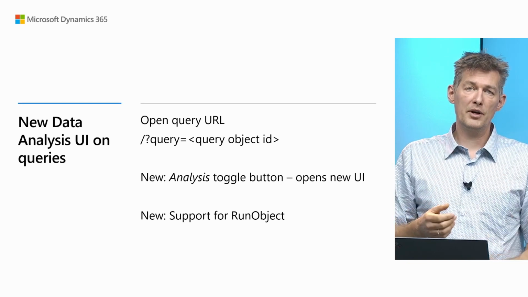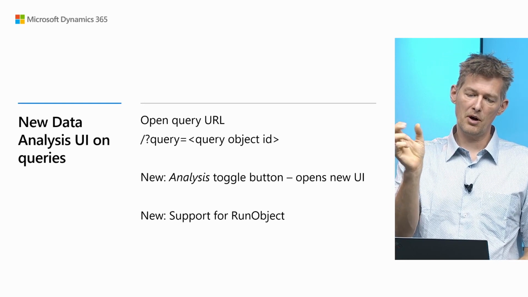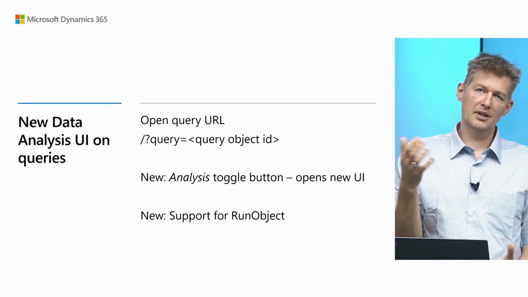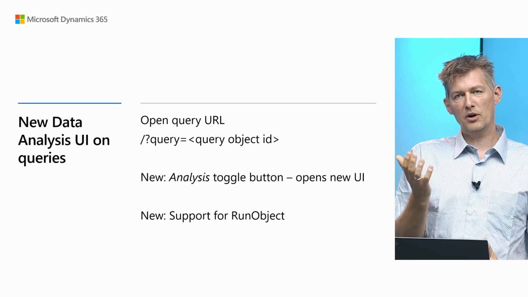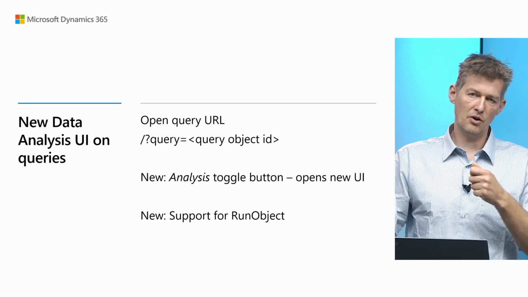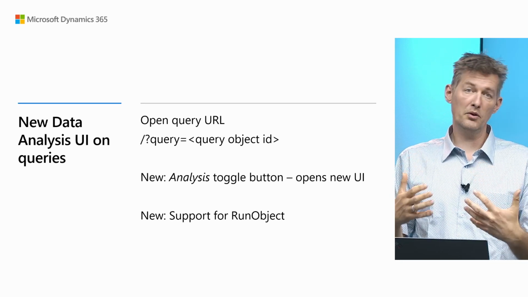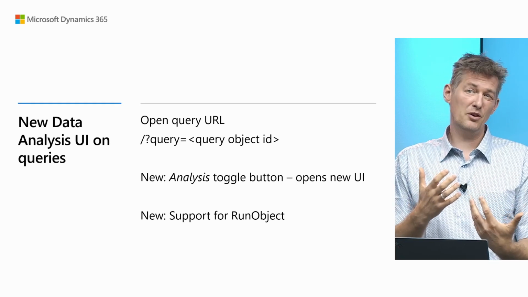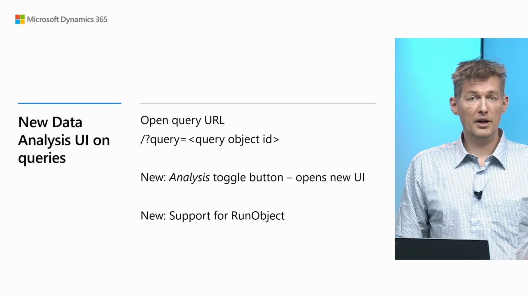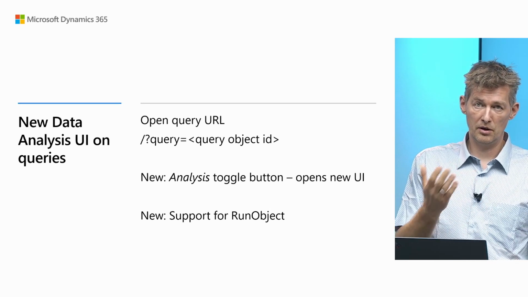You could always just do /query equals a query object, and then you would see kind of a list page on the query. But that's not really what queries are for. Queries are for analyzing, mocking up data, joining data. That's where queries are really useful. And until now, it was mainly used for performance tuning, but not anymore. There's now this new analysis toggle button on a query.